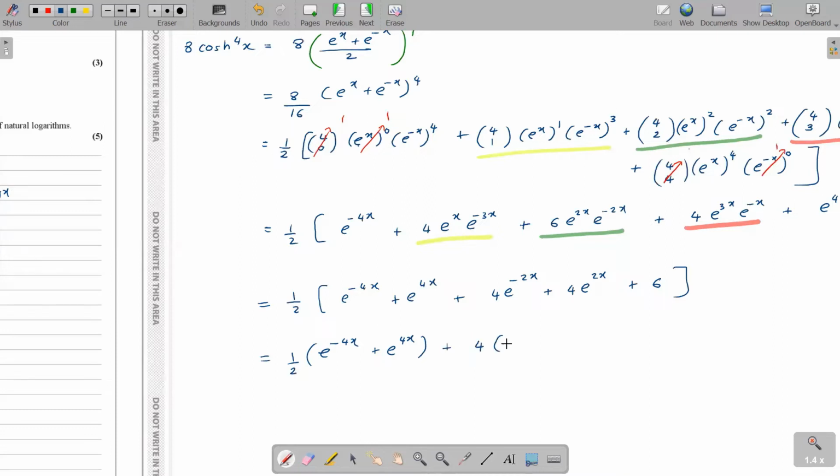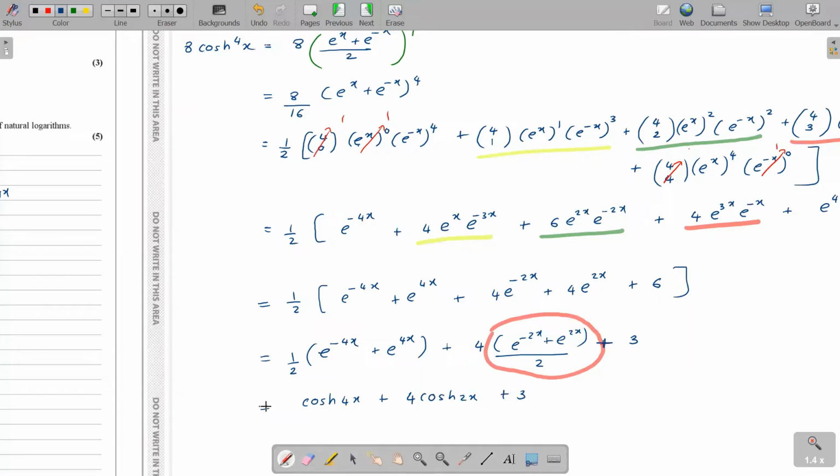I'll take 4 out here. e^(-2x) plus e to the power 2x. Shall I put the half inside? I took the 4 out of them and I put this half inside with these two because the half is common to everyone. Plus half into 6 is 3. Do you agree? So I want to keep this half here. I will not cut the 4 and 2 here because I want this half over here. So half of e^(-4x) plus e^(4x), this is cosh 4x. Then here the 4 and basically this part, this is cosh 2x, right? So 4 cosh 2x, and then plus 3.